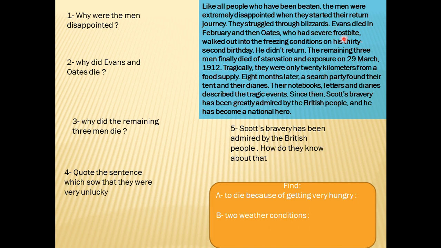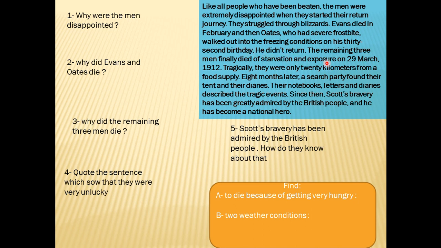Severe means very strong. Like when we say severe headache, or severe stomachache. Severe frostbite, strong frostbite. Walked out into the freezing conditions on his 32nd birthday. So he was 32 years old. He didn't return, yes.